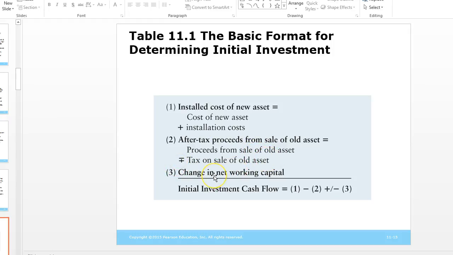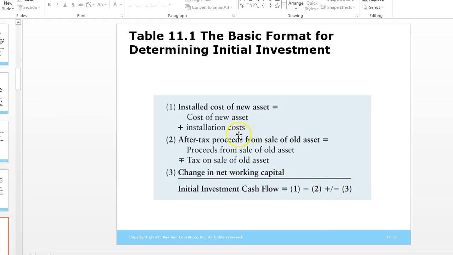And then, of course, you have the change in net working capital. Change in net working capital is a little confusing at times, but basically let's assume you're putting in a new piece of equipment, and it's so complex you have to hire a computer programmer to take care of it because it has a computer program. Well, you'd have to pay for this computer programmer. So you'll notice over here the plus or minus 3. In this case, your initial investment would have a plus 3 here because now you'd have to pay for this computer programmer.